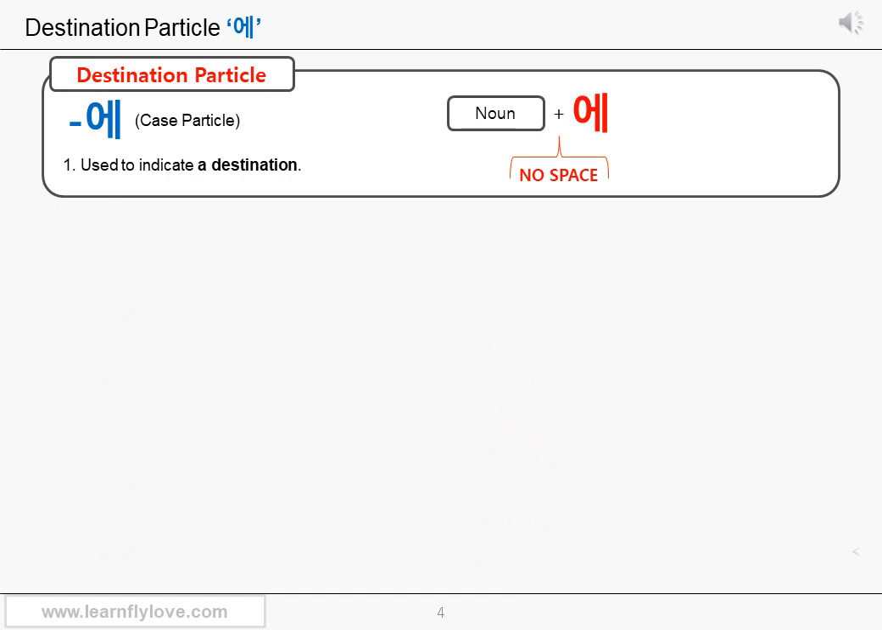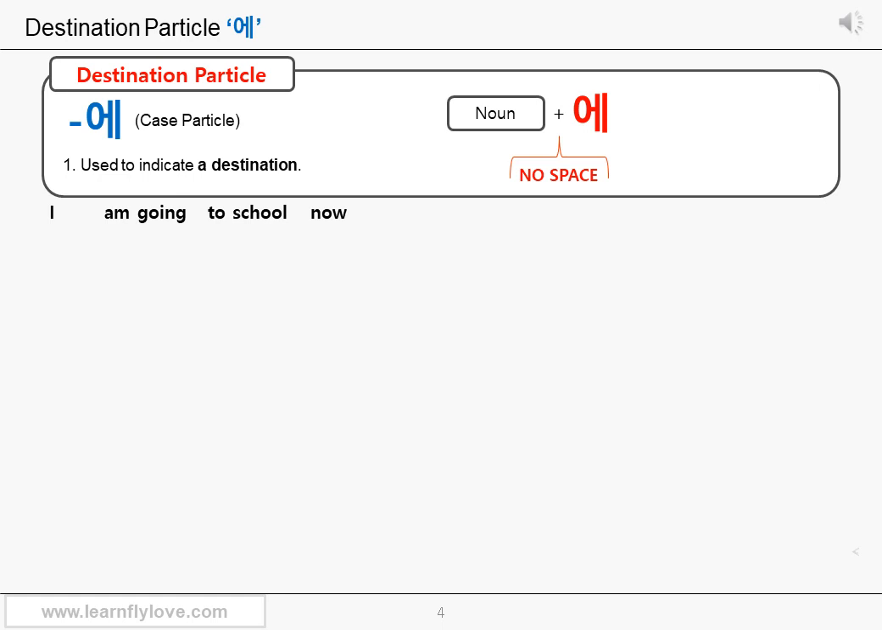Next usage. This particle 에 is used to indicate a destination. Of course, it is still added to a noun, which is a destination. Let's see some examples right away. You'll understand this better if you see some examples. Let's see the English sentence first. I am going to school now. The present continuous tense is used, and I can see a time-related word, now.